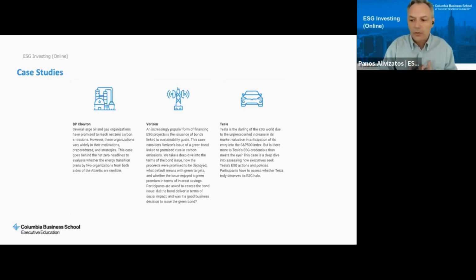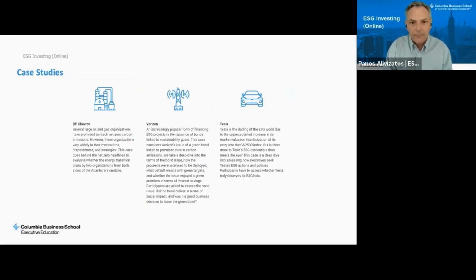We will also talk about the BP versus Chevron case. We will see how these 2 oil and gas organizations have promised to reach net zero carbon emissions, and if and how they did it. And you probably know that these organizations vary widely in their motivations, preparedness, and strategy. So we will examine all this by comparing what they promised to do and what they really have done, by comparing their annual reports and what they have announced.